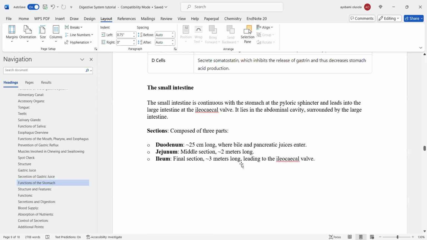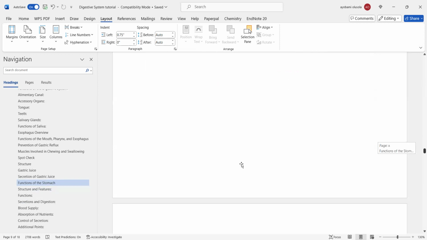So the duodenum is where the bile and pancreatic juices enter. The bile is released by the biliary duct, okay? So the jejunum is the middle section, and it's approximately 2 meters long, while the ileum is the final section. It is approximately 3 meters long, and it leads to the ileocecal valve that leads to the large intestine.